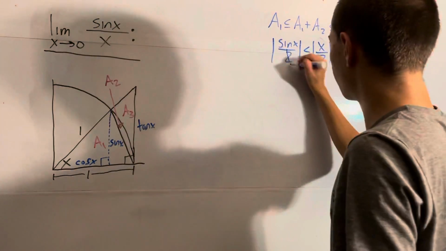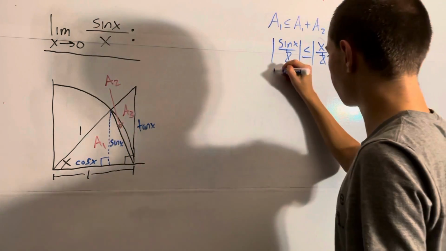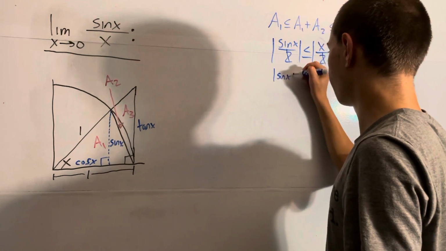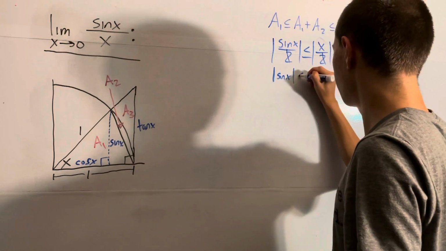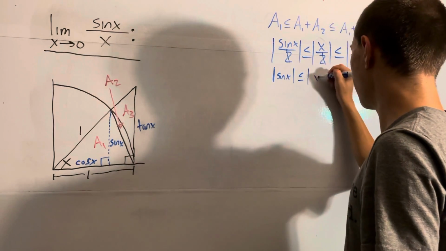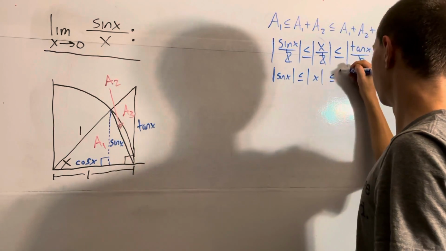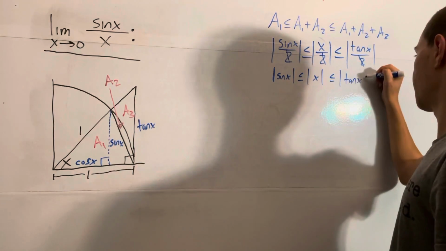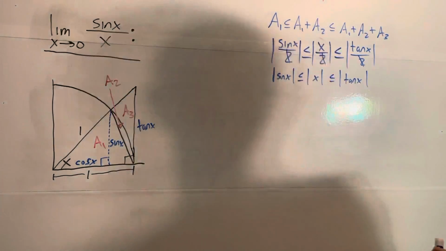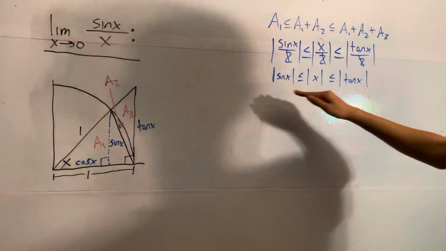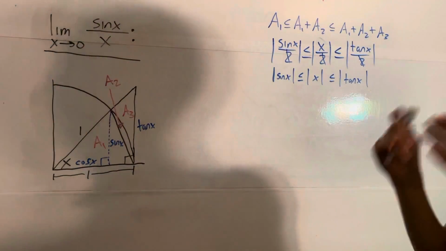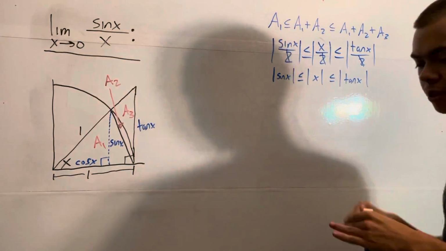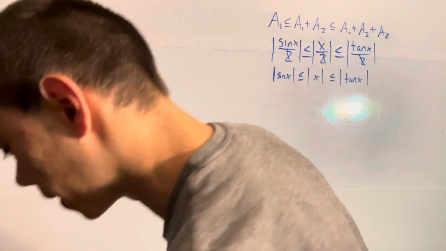But before we do that, notice how these 2's cancel out. And so we could just write this as the sine of x is less than or equal to x, is less than or equal to the tangent of x. So now that we know this, why do we need these absolute values here? Well, let me show you why.